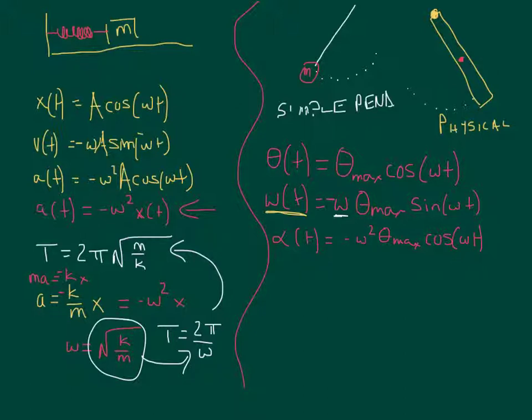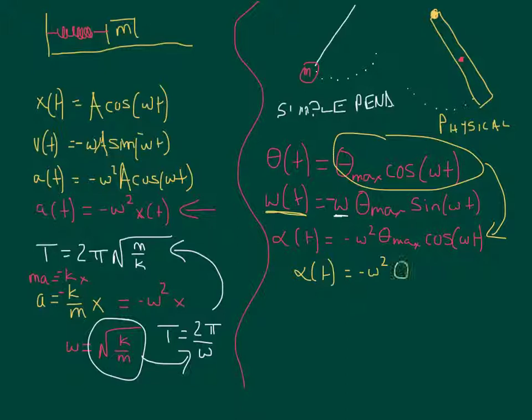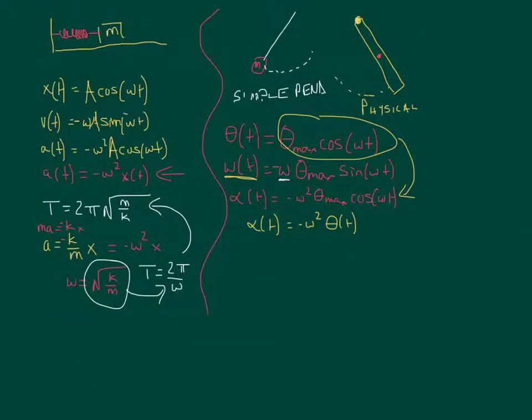And just like we did before, we're going to substitute our angular displacement function into the acceleration function, and we have alpha as a function of time is equal to negative omega squared times theta as a function of time. Okay, so very similar so far. Let's take a closer look at why the pendulum works and why we can consider this simple harmonic motion.